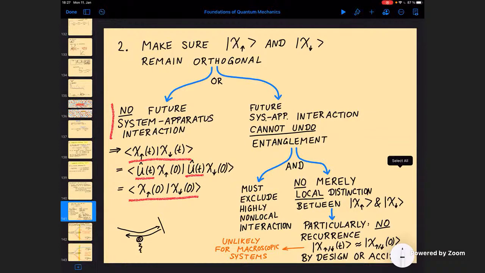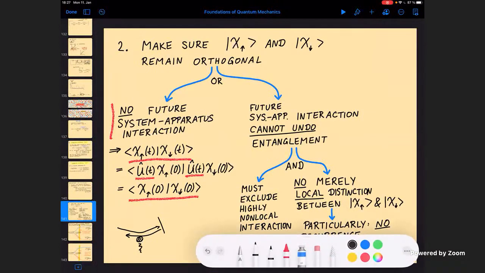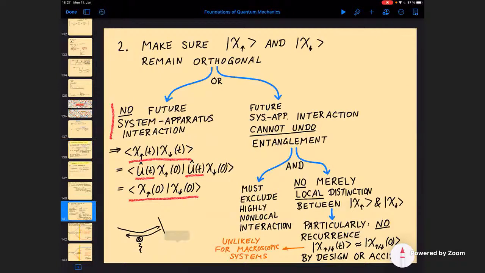But there's another way, and this is the one that we discussed at length at the end of last time, at least heuristically. And that is, even supposing that there is some future system apparatus interaction, maybe it cannot undo the entanglement. And why would this be the case? Well, again, here now we have to make sure two different things. So that's why there is an "and" here.